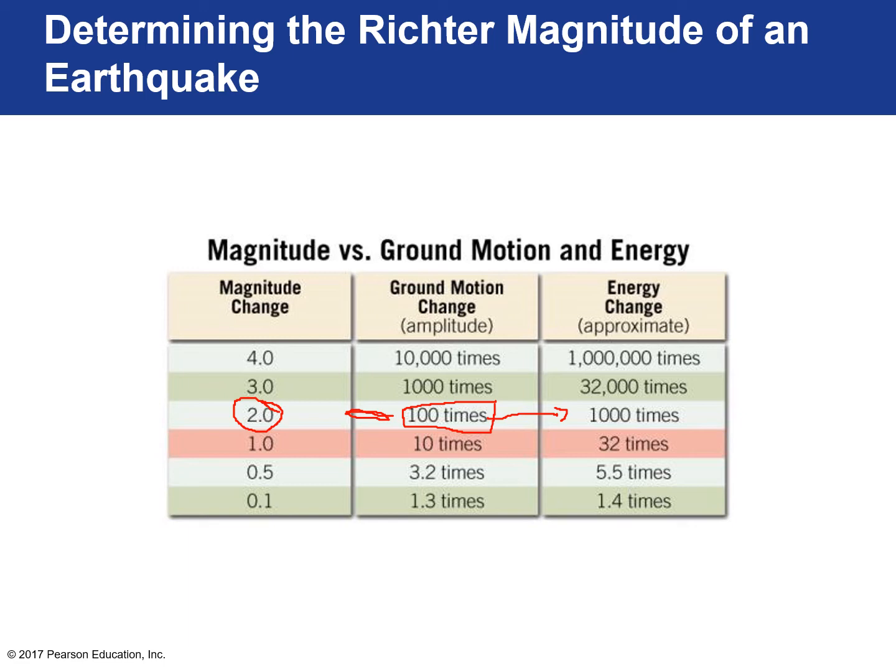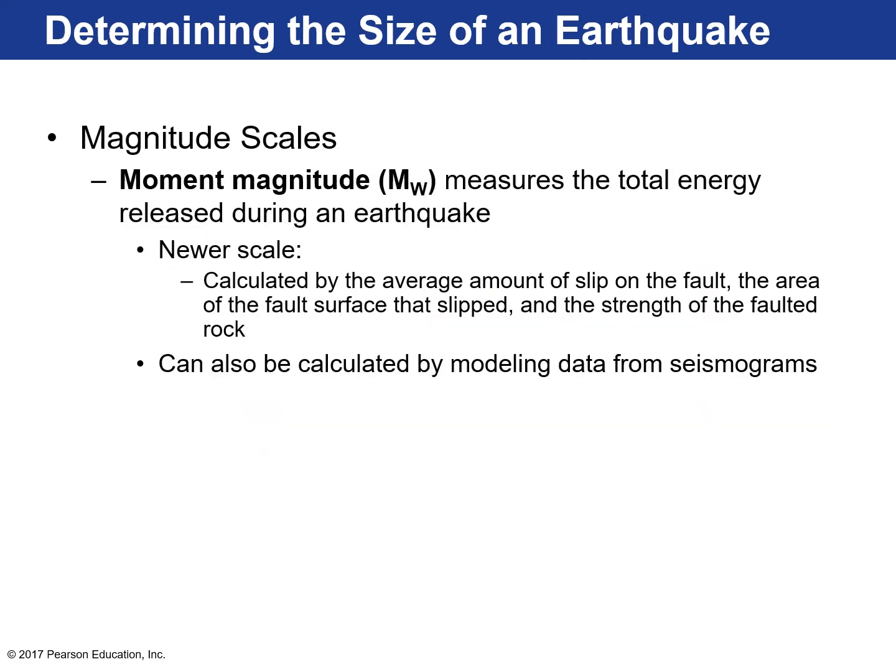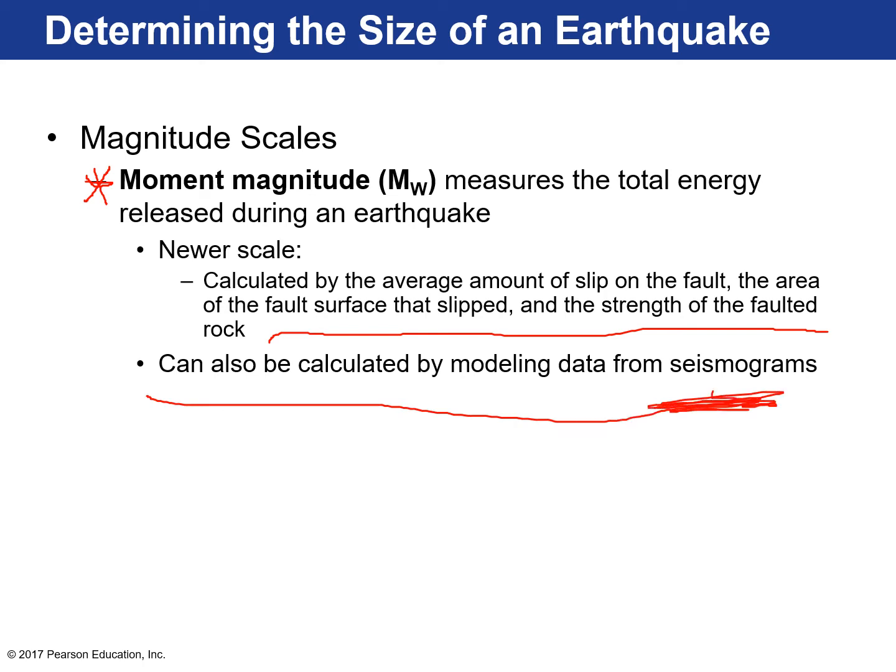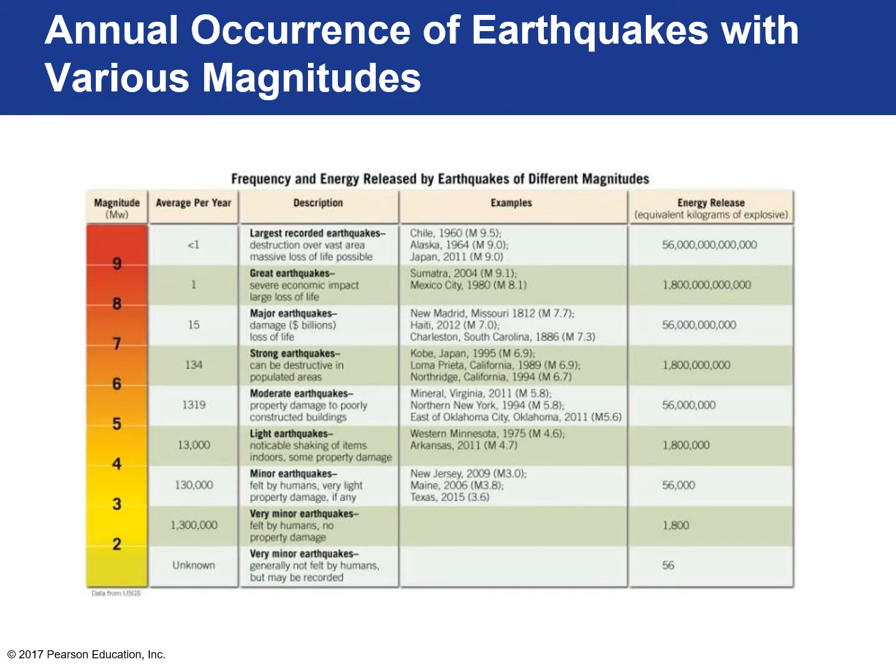So yeah, when you're talking about the Richter scale, magnitude changes really mean big changes in the earthquake, ground motion, and energy. Later, scientists came up with another method of measuring earthquakes because the Richter scale can't really measure earthquakes that are really large. So they developed the moment magnitude. The moment magnitude essentially measures the amount of displacement that occurred along a fault in an area, okay? And it can also be calculated by modeling data that's collected from seismograms. This is particularly true for earthquakes at megathrust faults, so earthquakes that occur in Japan or Chile.